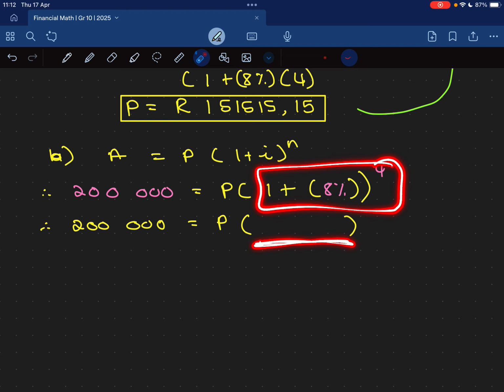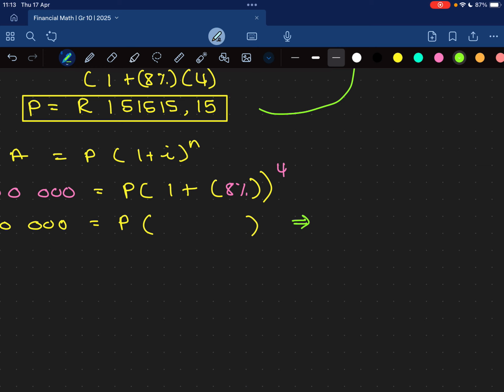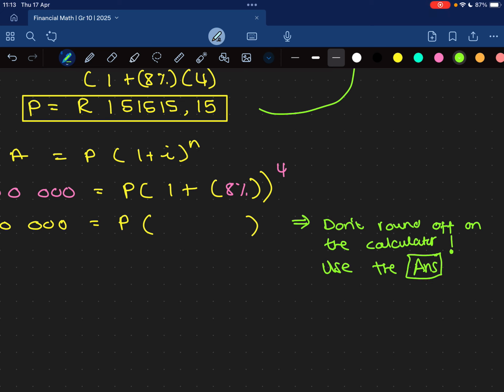But remember, do not round off. I'll show you how we're going to write it, but you may not round off on the calculator. Use the answer feature.